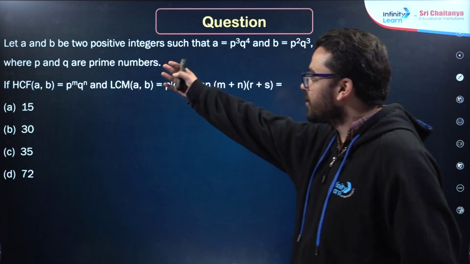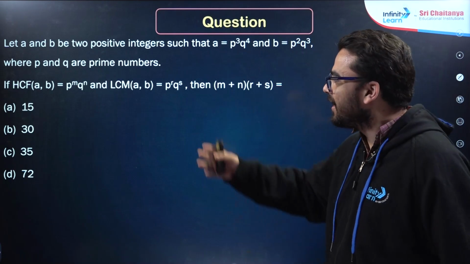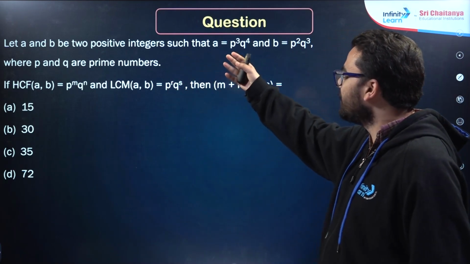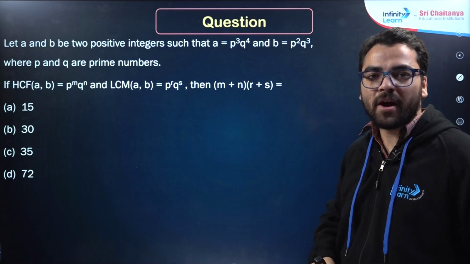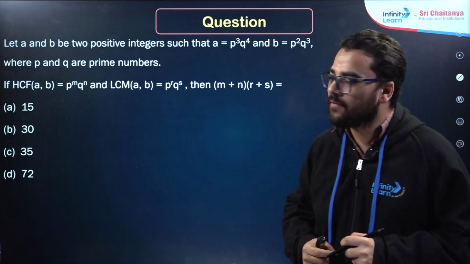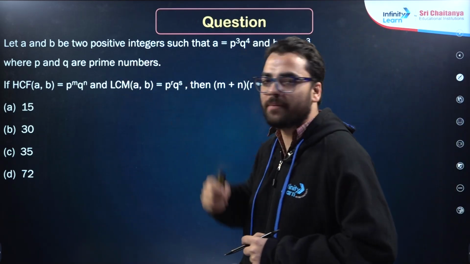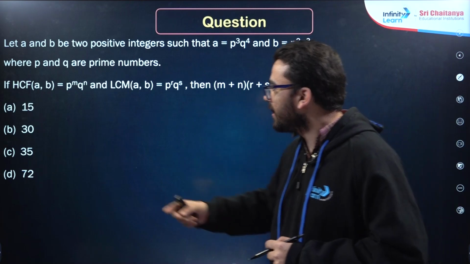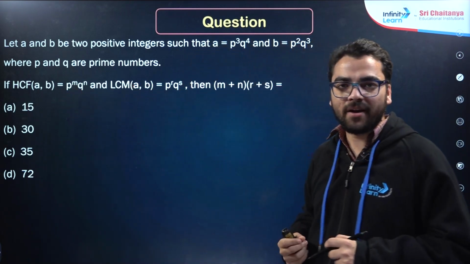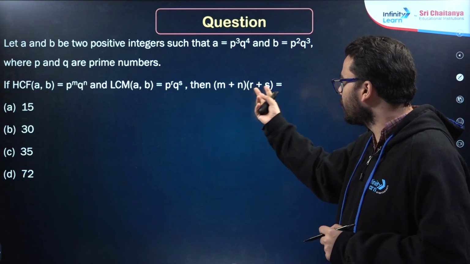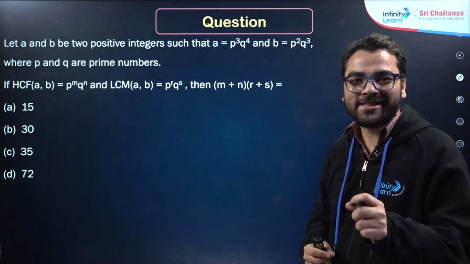So the very first question over here, it's given that let a and b be two positive integers such that this and this is given. The prime factorization of a and b is given over here where p and q are prime numbers. And you see over here the HCF of a and b is given and LCM of a and b is given. And then we have to find the value of this expression. So let's start with it.